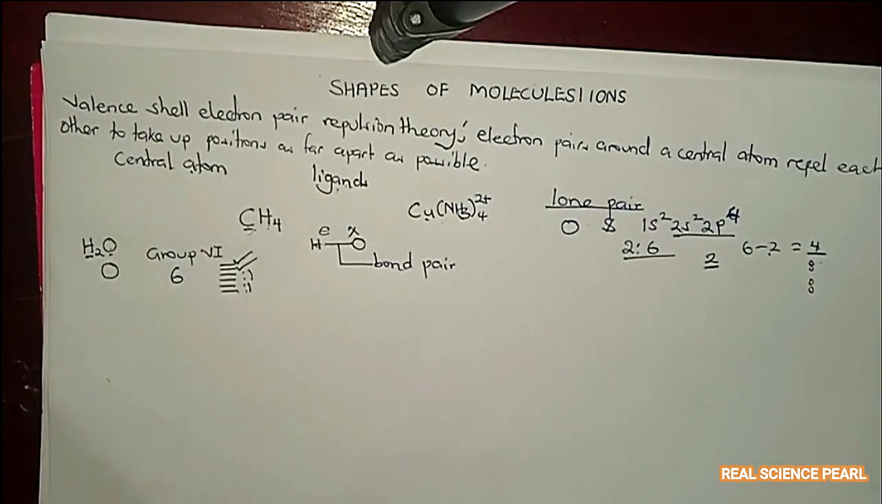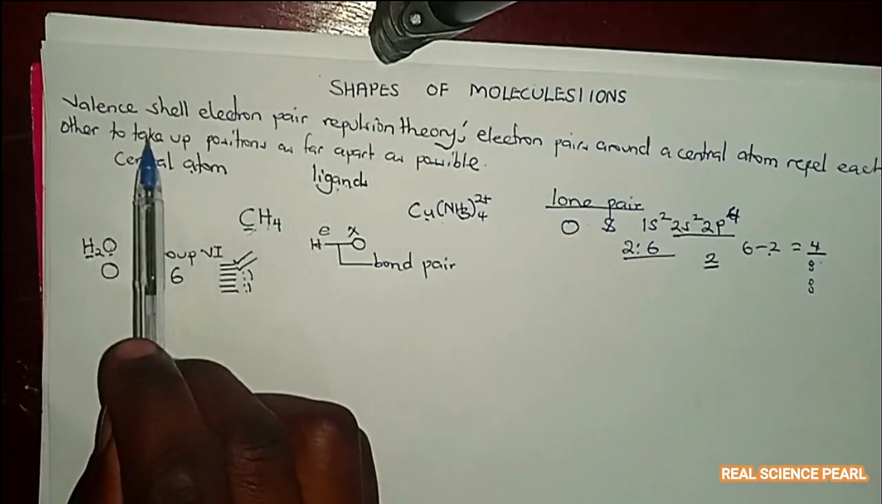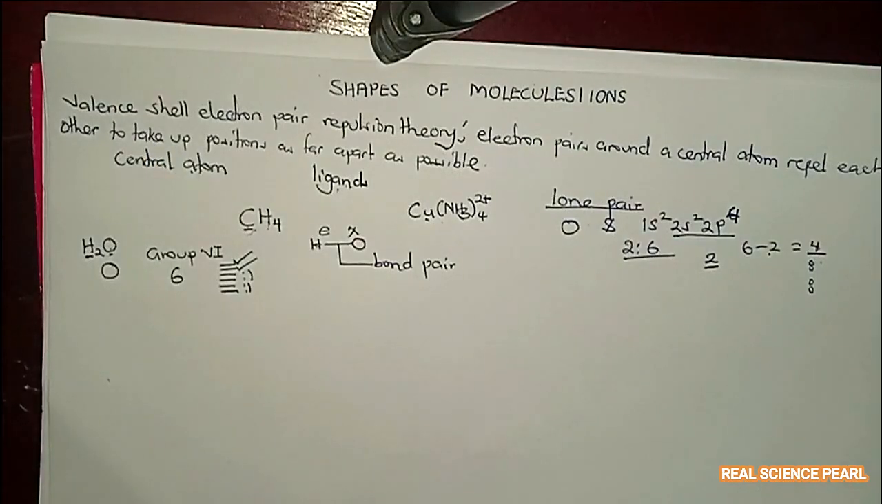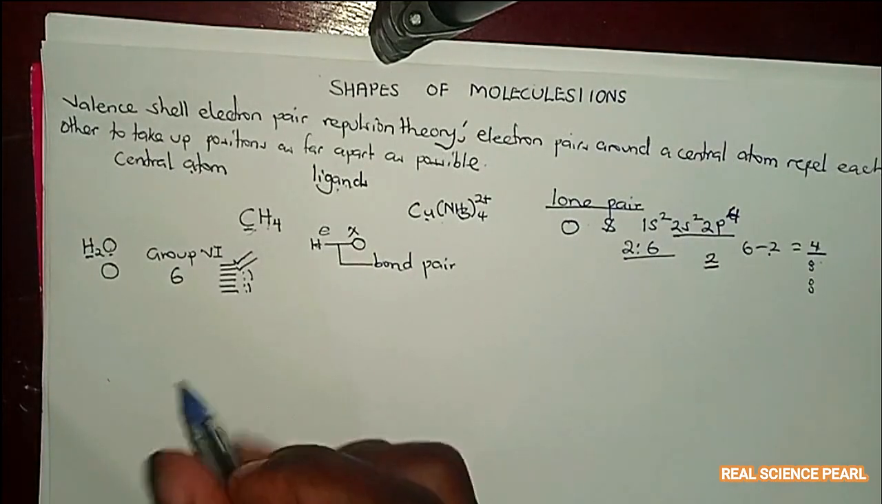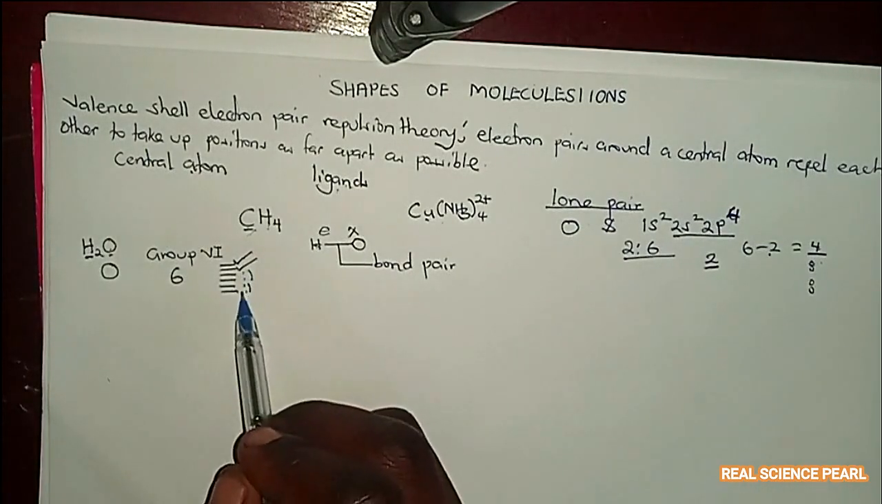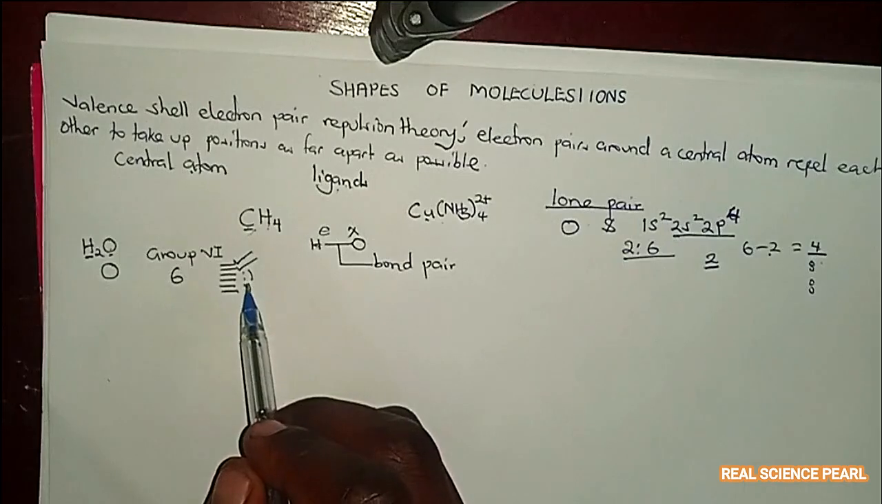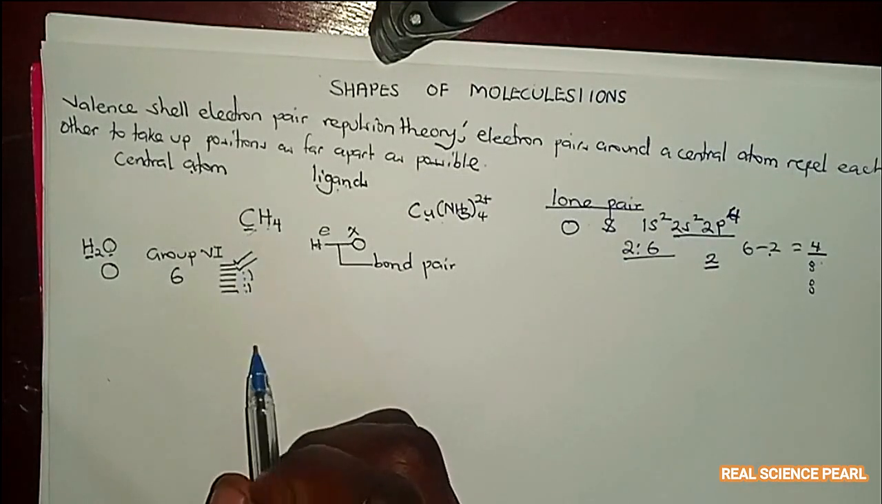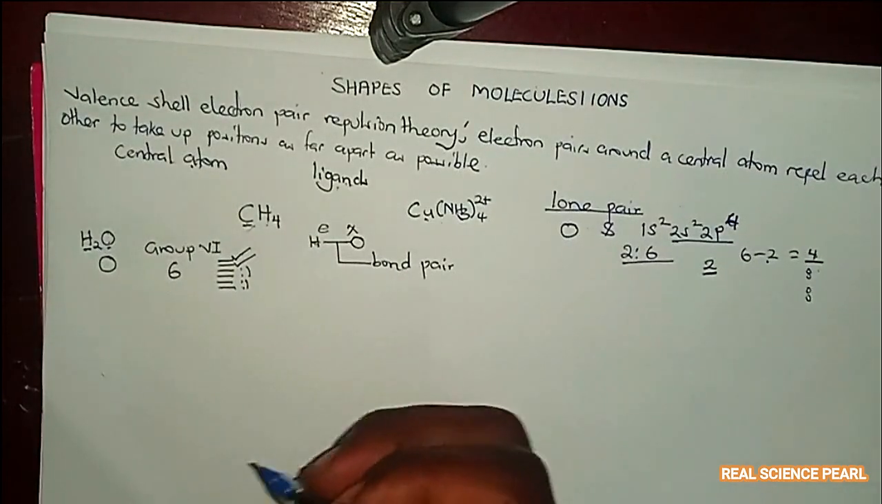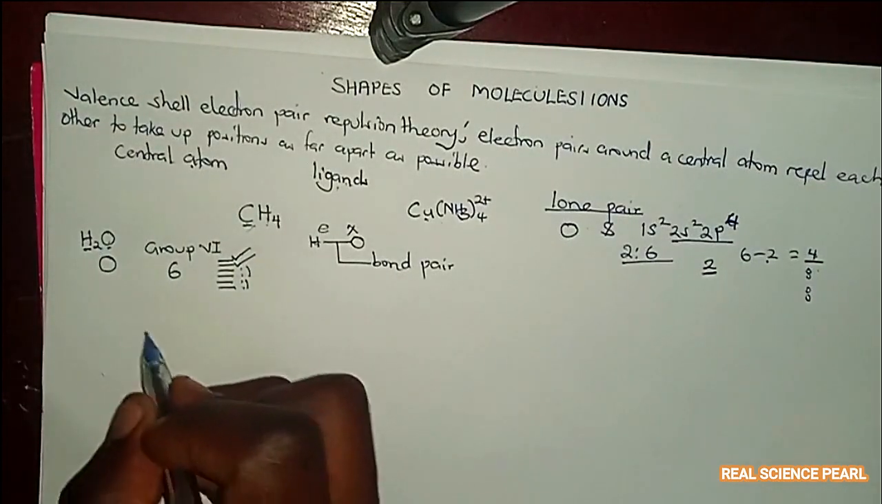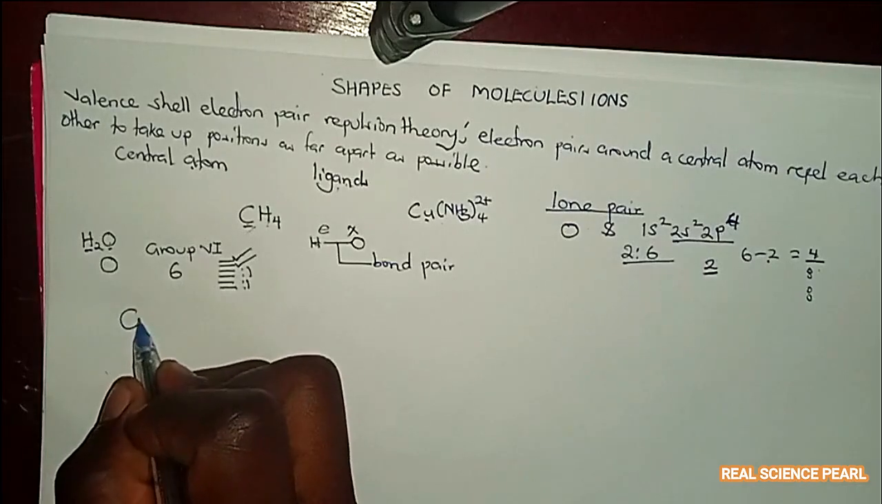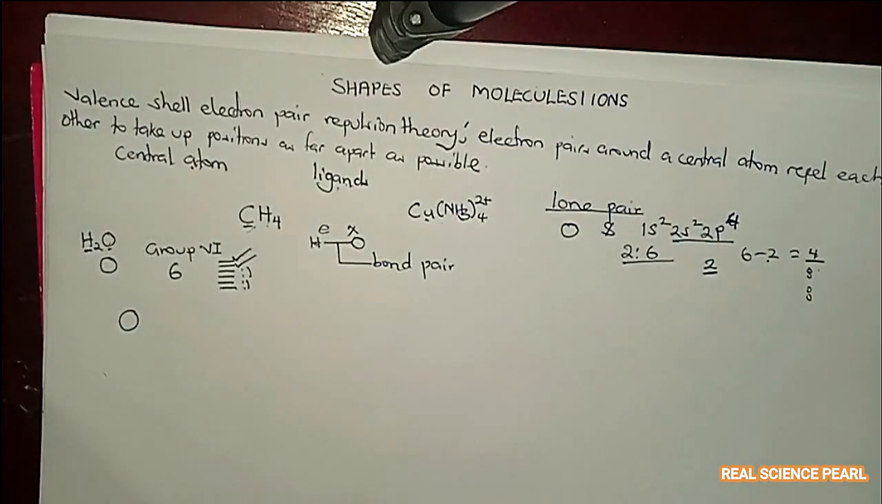Now, to come up with a shape, don't forget what I talked about, the valence shell electron pair repulsion theory, which also says that in case we have a bond pair and lone pairs, lone pairs repel themselves more compared to the bond pairs. Now, to come up with a shape, I'm going to have oxygen in the center.